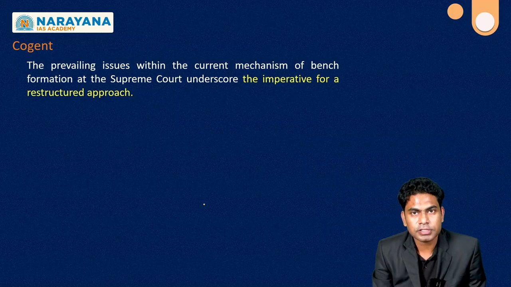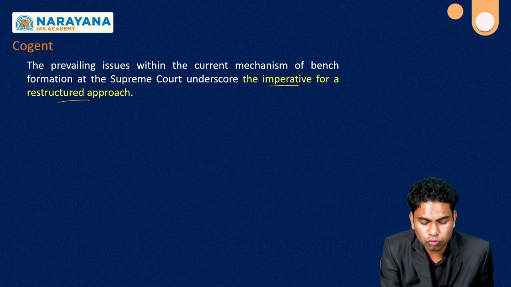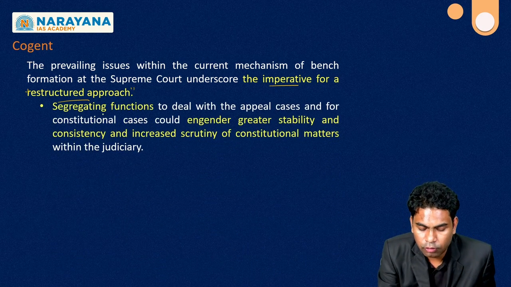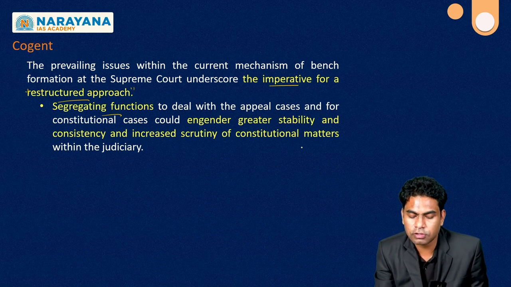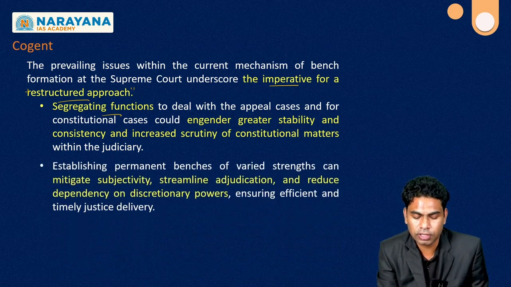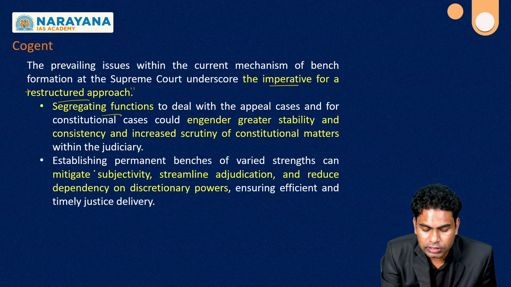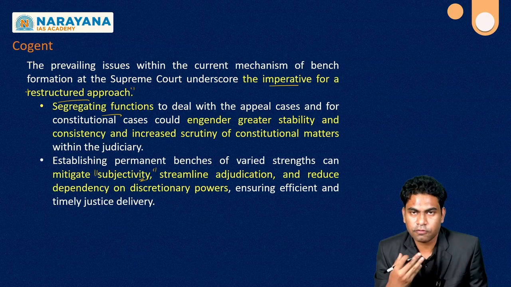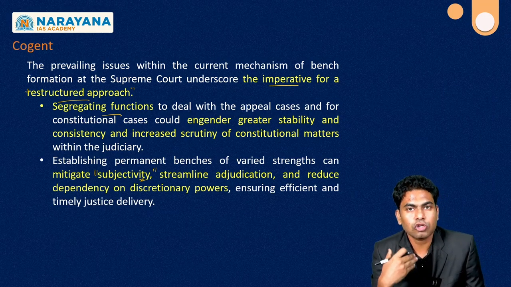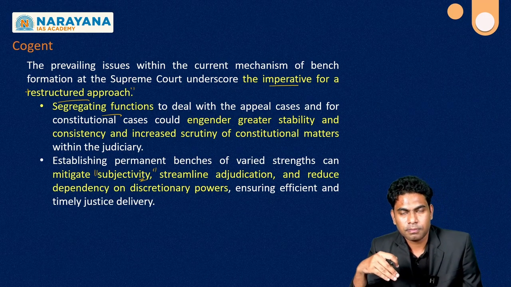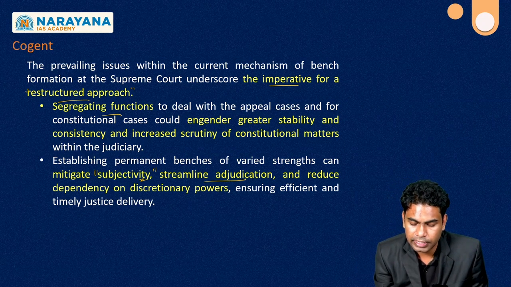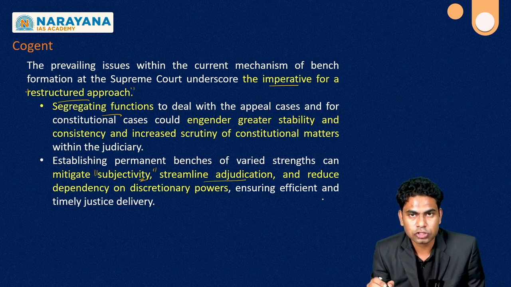The cogency, that is the conclusion, is that it is imperative to restructure the Supreme Court. Why? Because we have to segregate functions, the constitutional as well as non-constitutional cases, and deal with them effectively. At the same time, we have to see that we reduce the subjectivity, that is our values. If an individual is judged, his or her values should not be a deciding criterion to decide the final outcome of the judgment.